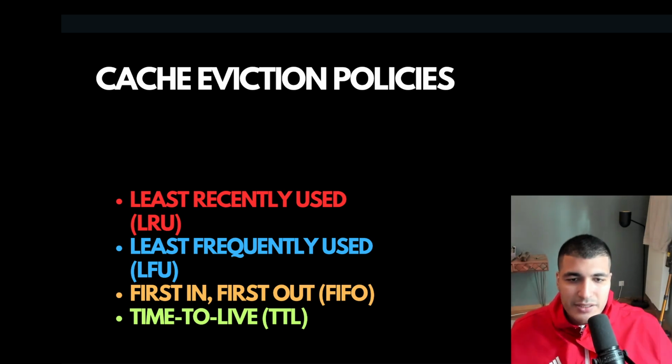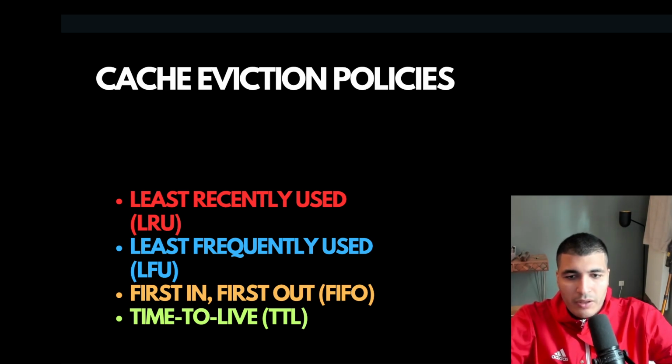Number two, we have least frequently used, or LFU. LFU evicts the data that has been accessed the least number of times, regardless of when it was last accessed. The idea here is that rarely accessed data is less important to keep in the cache. Number three, first in, first out. As the name suggests, first in, first out evicts the oldest data in the cache first, irrespective of how often or how recently it has been accessed.